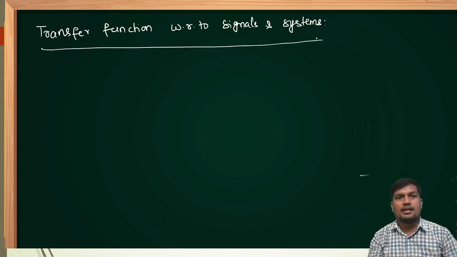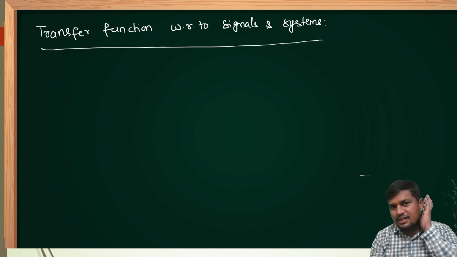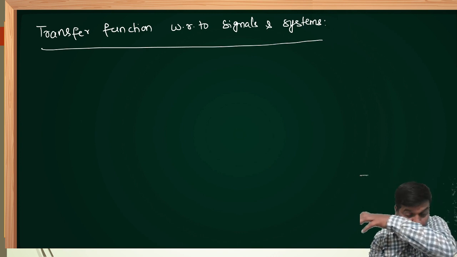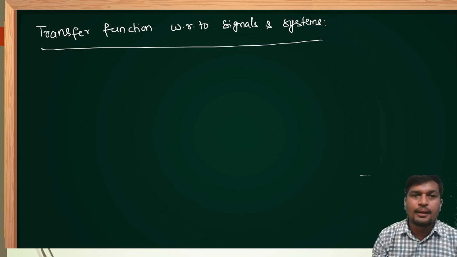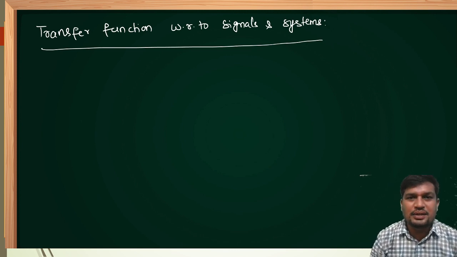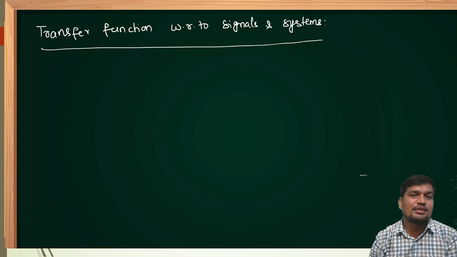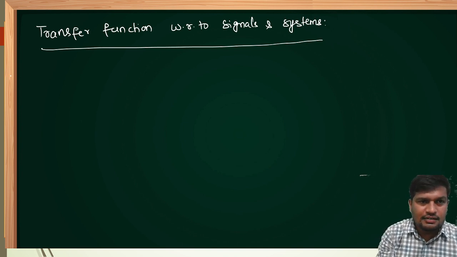So far we explained transfer function, how to determine it with respect to network analysis and also with respect to mathematics. Right now I'm going to explain signals and systems transfer function calculations. But before that, we need to know the basic signals from signals and systems. The first signal is impulse.